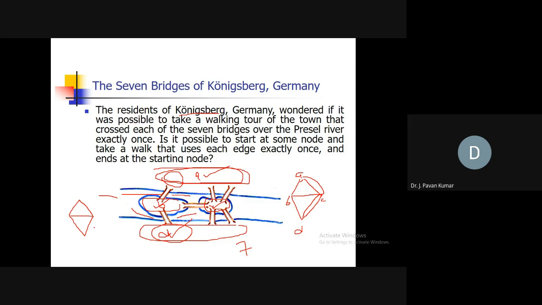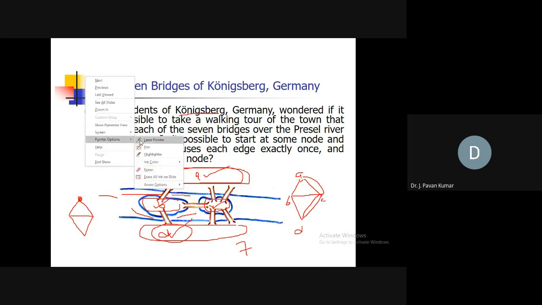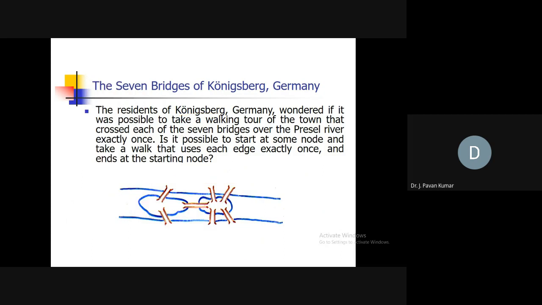A, B, C, D. Now we have to start from one vertex, start from one place, and we have to visit all the places. Let us consider we will start from one place, and we have to travel through all the bridges and come back to the same point. This is the requirement.